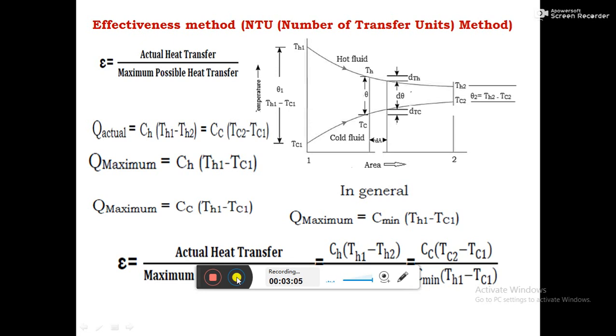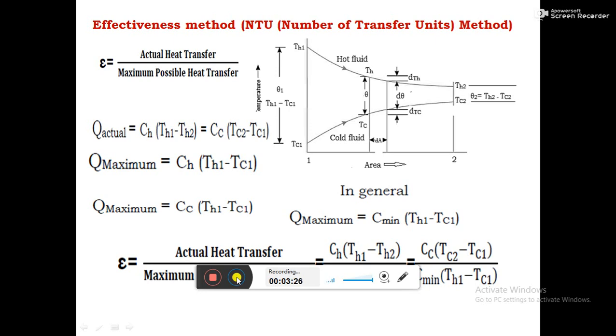Heat capacity is nothing but the amount of heat required to raise the temperature of any fluid through 1 degree Celsius, or it is the amount of heat required to raise the temperature of the fluid.